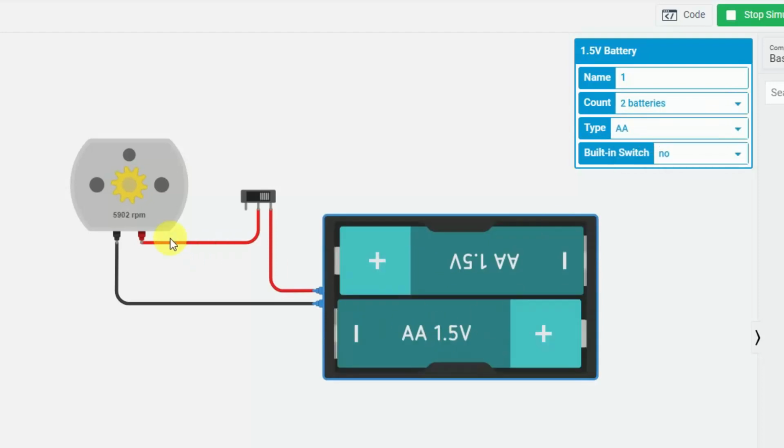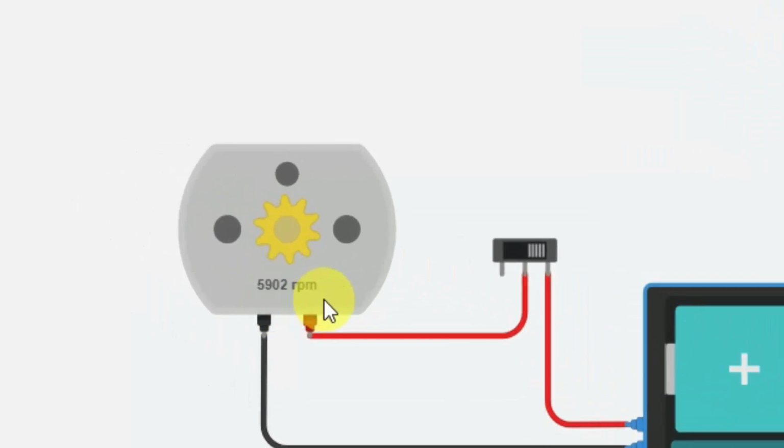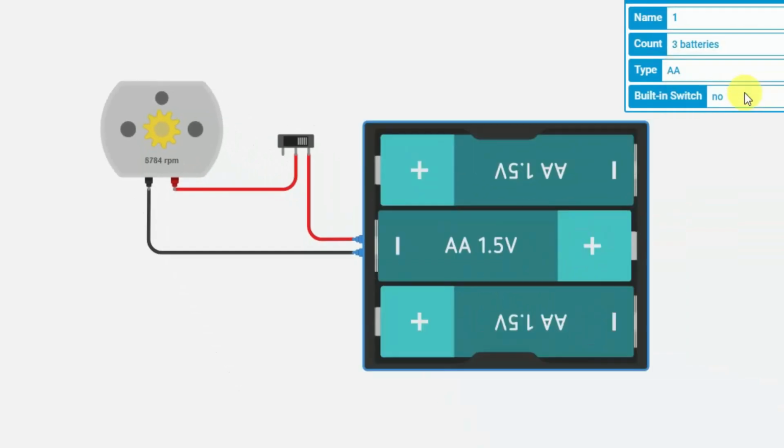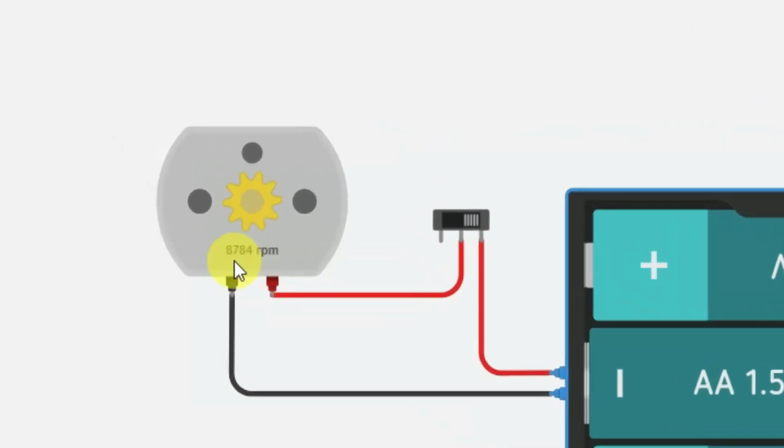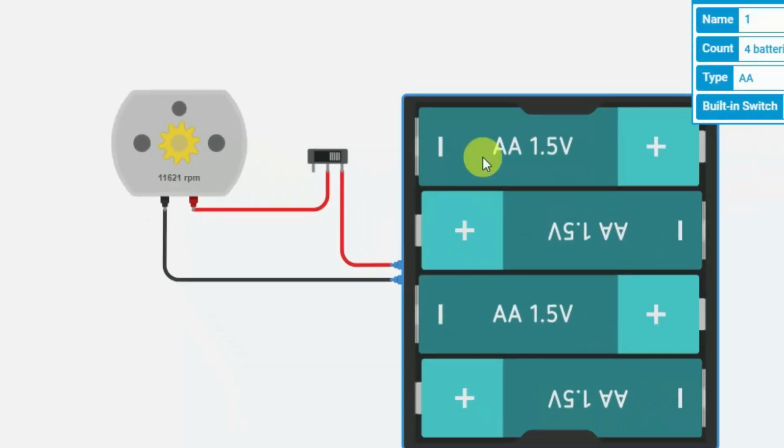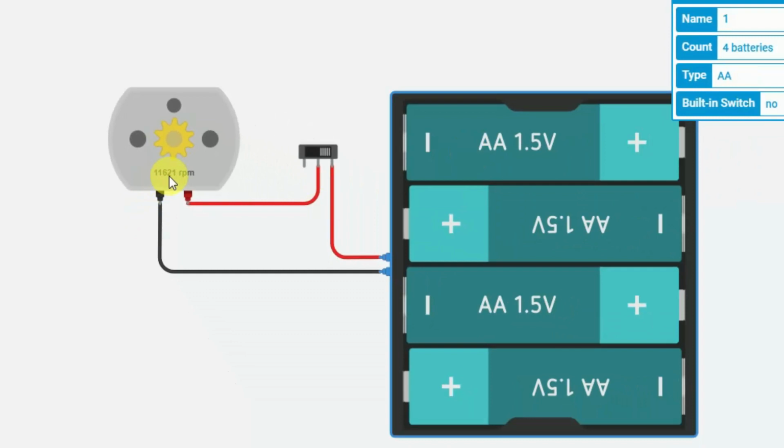Making battery count 2, you can see the RPMs. It is 5902 RPM. So RPM is increased, which means I've increased the voltage. I'll make it 3 batteries. The moment I make 3 batteries, the RPM has changed to 8784. And if I increase further battery, the RPM has increased to 11621. So in this way, the more the voltage, the more the current, the more is the speed of the motor.